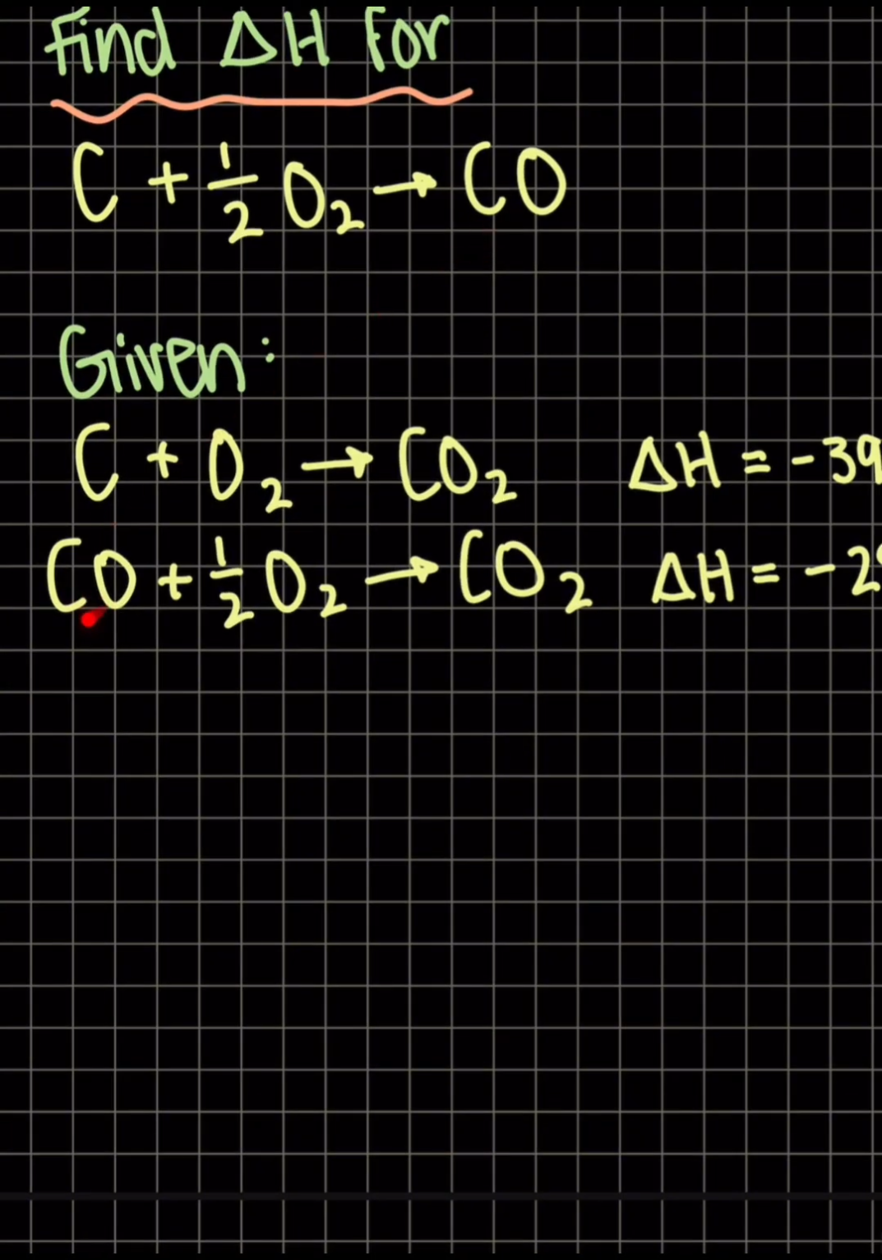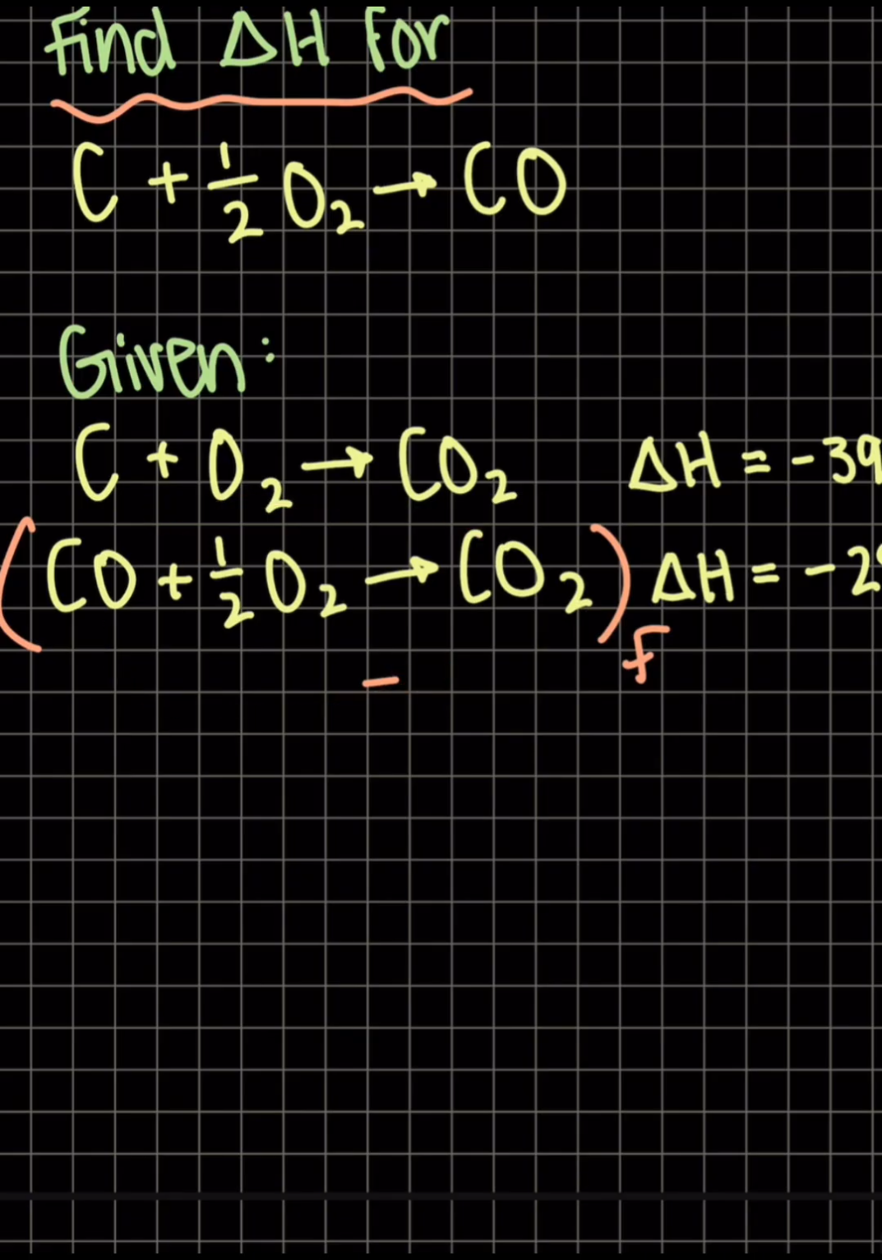So I know that I need my carbon oxide to be on the right-hand side, but on here, it's on the left-hand side. Meaning that I know for a fact I need to flip this equation. Why? Because I need to get this to the right-hand side and this to the left-hand side so that I can cancel my CO2s.